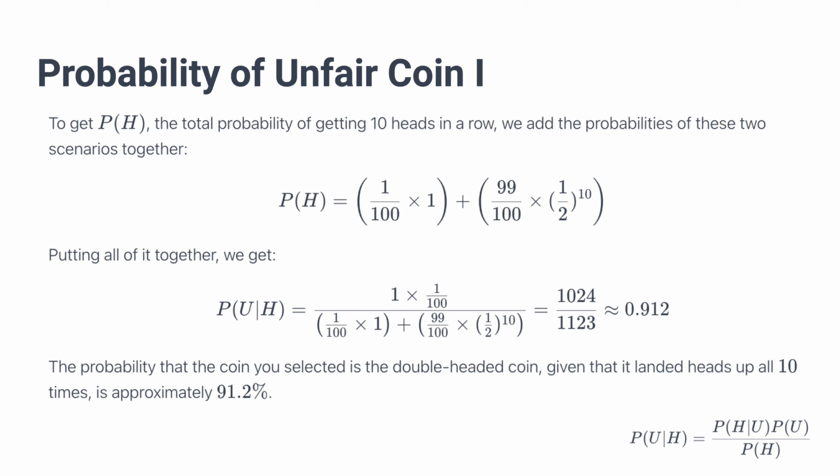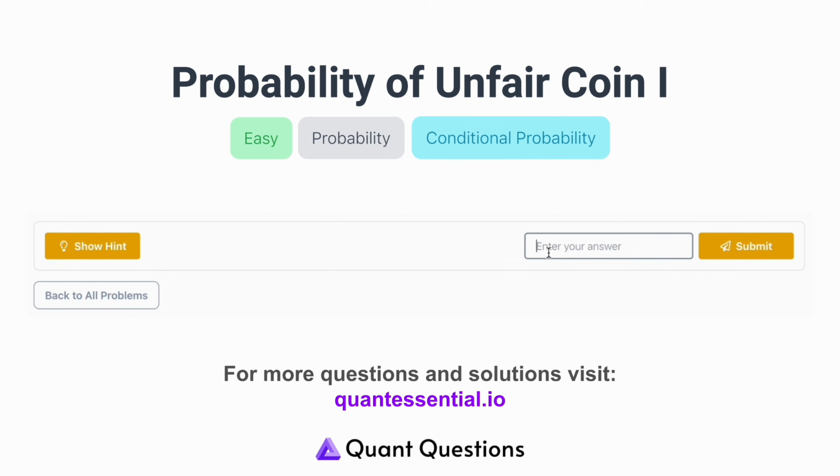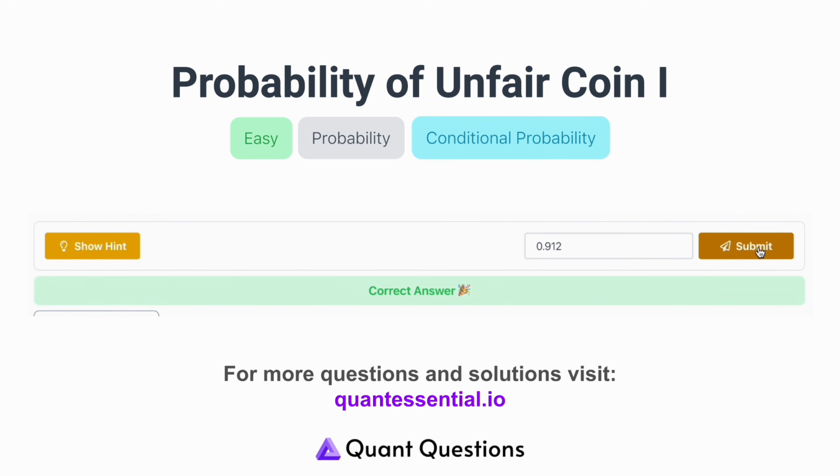We can now sub this into our original Bayes' theorem formula to get our final answer for the probability of getting an unfair coin given that we get 10 heads in a row, which is 0.912. Therefore, the probability that we selected an unfair coin given that we got 10 heads in a row is 91.2%.